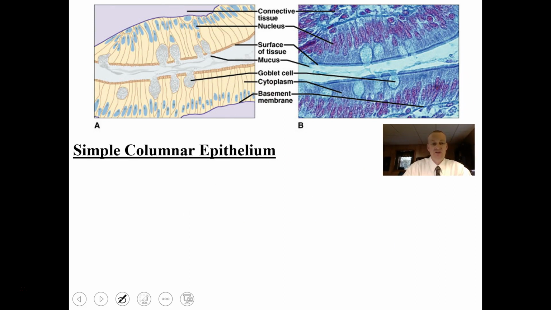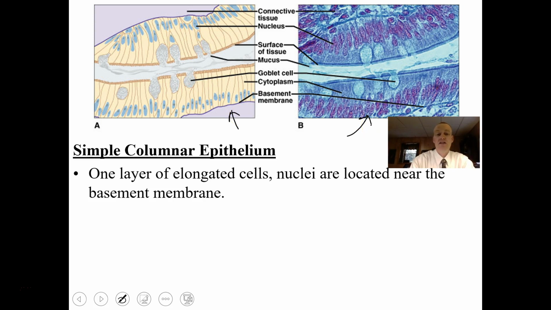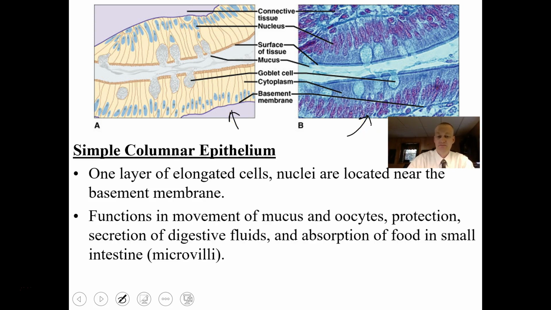Well, here we have a simple columnar epithelium, and this is one layer of elongated or column-shaped cells. A lot of times the nuclei are at the bottom near the basement membrane, as you can see in both the photomicrograph and the artist rendition. A lot of times the simple cuboidal, simple columnar epithelial tissue will also have mucus cells, also known as goblet cells. And these goblet cells produce mucus and send the mucus out to the space here.